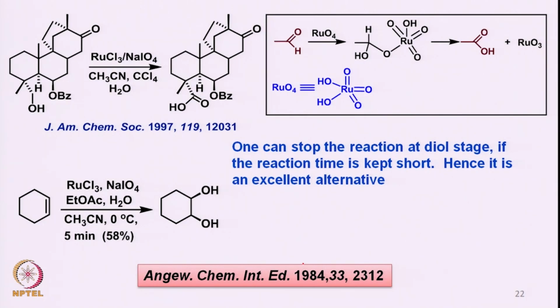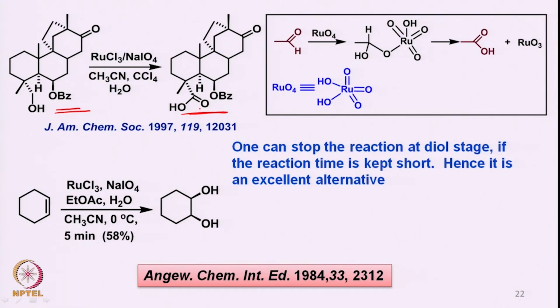Now, we have another example in which such a complicated tricyclic molecule can be converted to the corresponding carboxylic acid, which is normally difficult with using other oxidizing agents. So, this example simply illustrates that how the primary alcohol can be oxidized to the corresponding acid under these conditions.